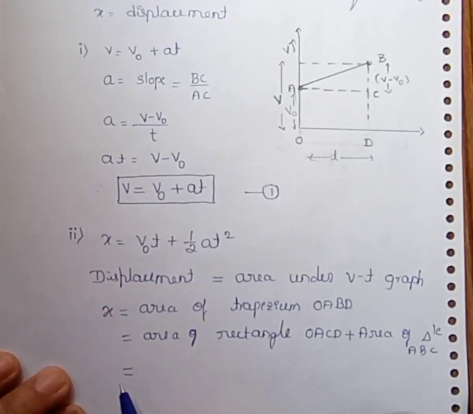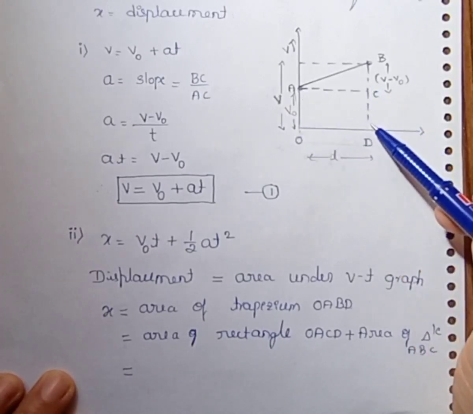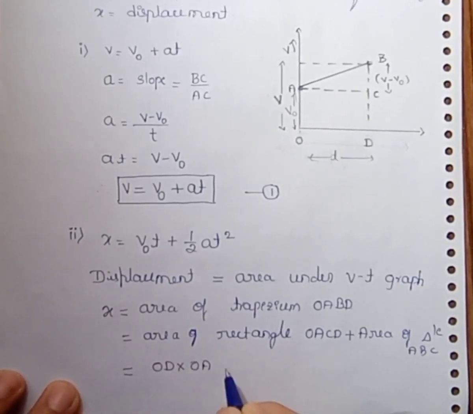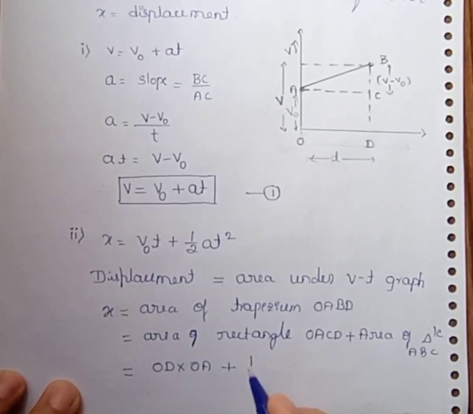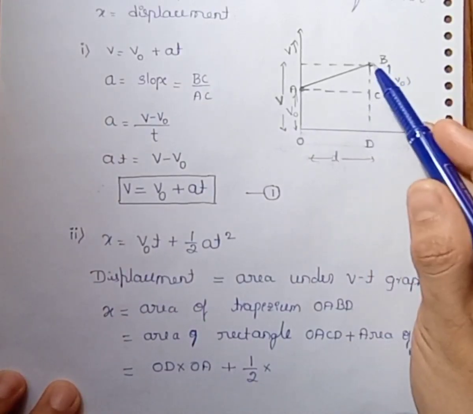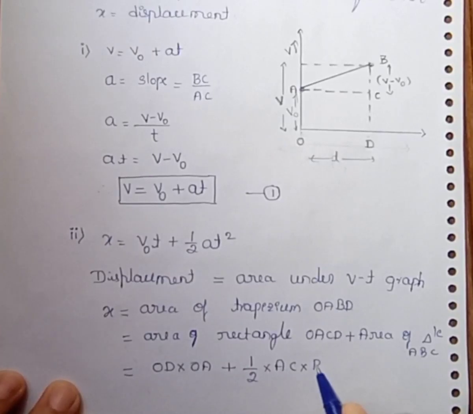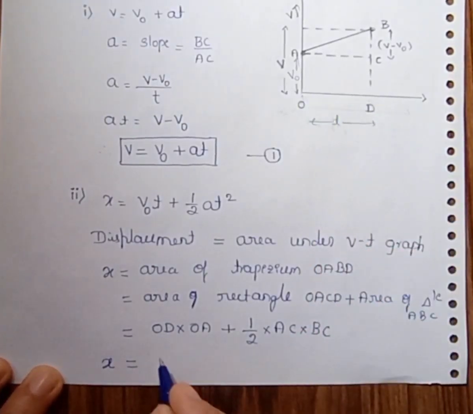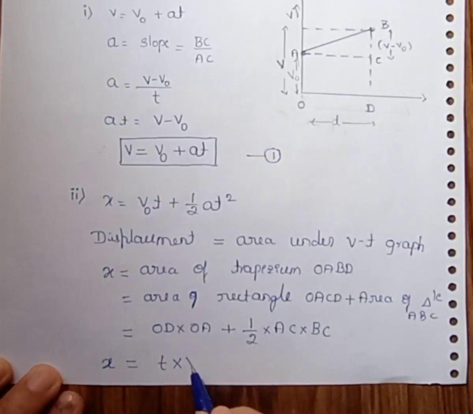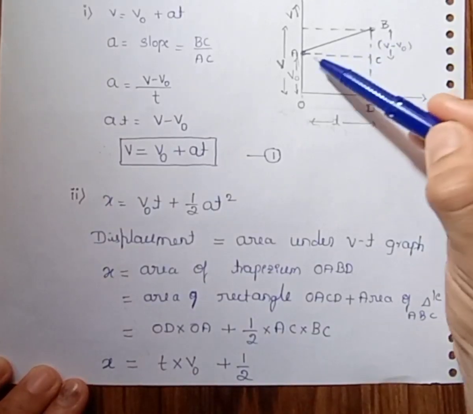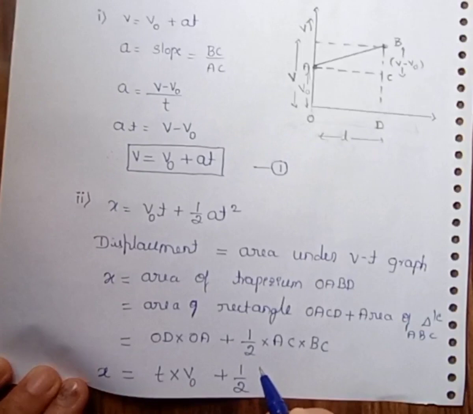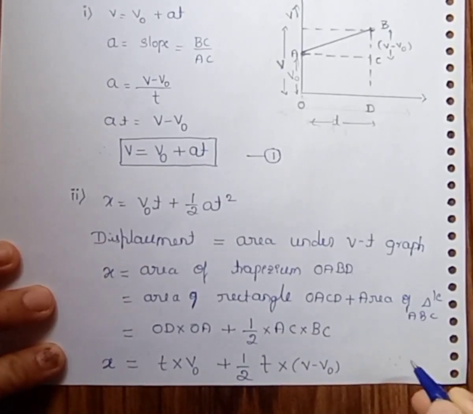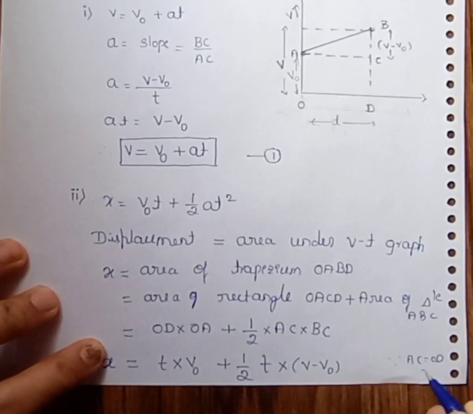Area of rectangle, that one is length into breadth. Here the rectangle, let us consider OA, it is the rectangle. Length is OD, breadth is OA. Length into breadth plus area of triangle, it is half into base into height. Half into base, it is AC, height it is BC. AC into BC, which gives x is equal to value of OD, which is T, into value of OA, which is V0, plus half into value of AC, which is equal to value of OD, that is T, into value of BC, which is V minus V0, because AC is equal to OD and which is equal to T.